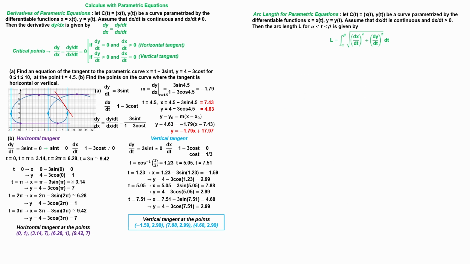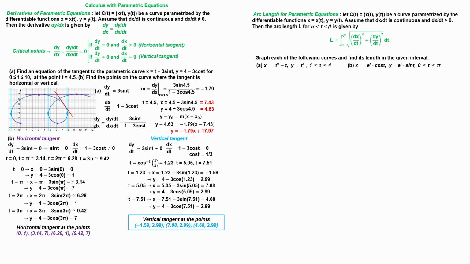Let's see how it works. Graph each of the following curves and find its length in the given interval. To find the arc length of a parametric curve, we integrate the square root of the sum of the squares of the derivatives of the parametric equations with respect to the parameter. Let's solve part A.